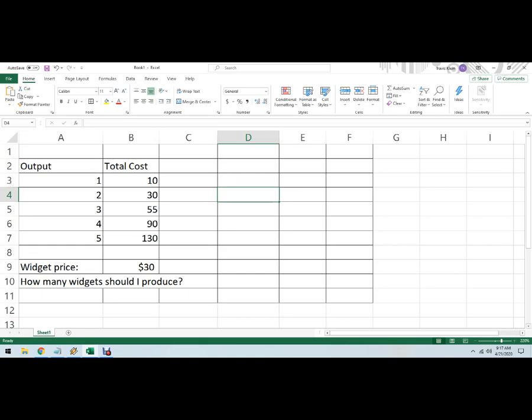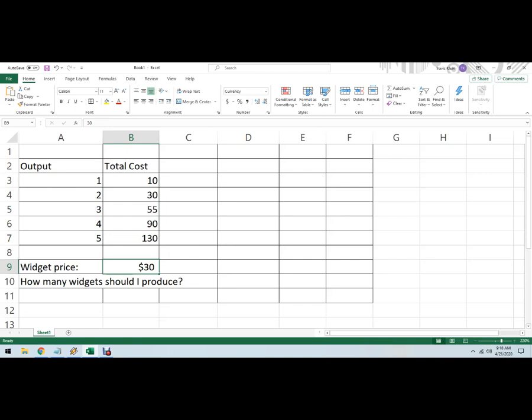Let's do a video on using marginal analysis to decide how much to produce. So it's a production example using marginal analysis. Here I've got output, which means a number of widgets. And remember, a widget is a fake product, so it's just an example. And then here's what I've got: total costs. I know I can sell the widgets for $30. And how many widgets should I produce?